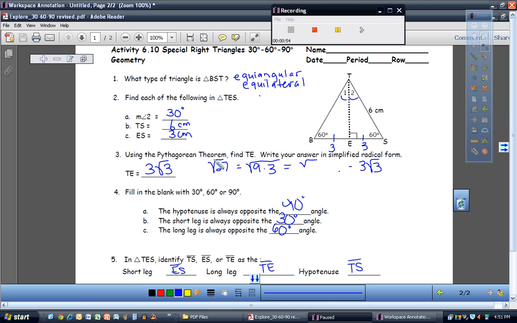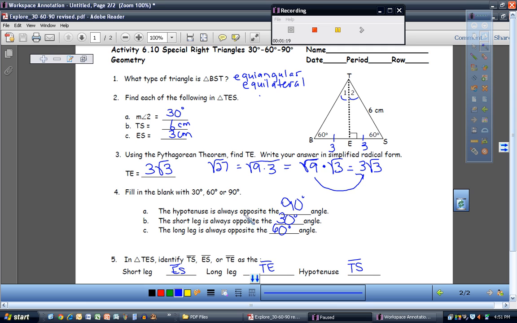Then, using the Pythagorean theorem, you should have found the length of TE. You had to simplify a radical. You're going to end up with the square root of 27, which is the same thing as the square root of 9 times 3, which is the square root of 9 times the square root of 3. The square root of 9 is 3, and then just times the square root of 3.